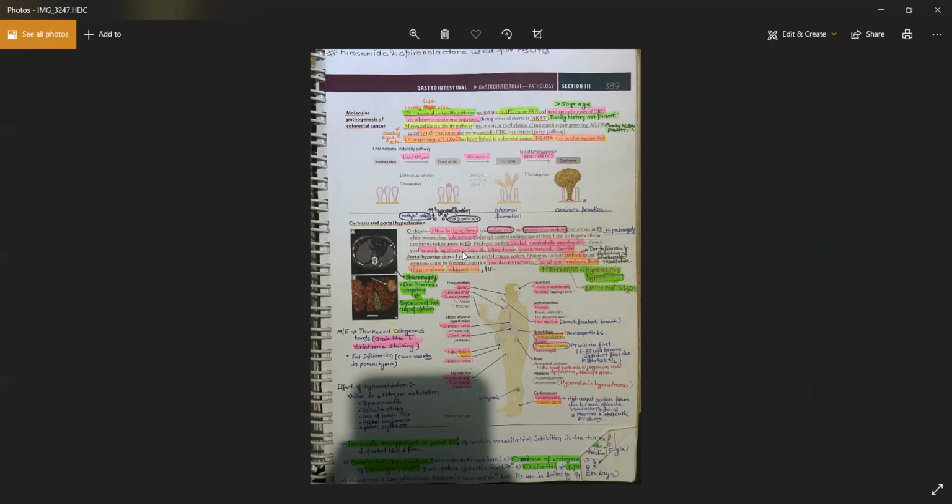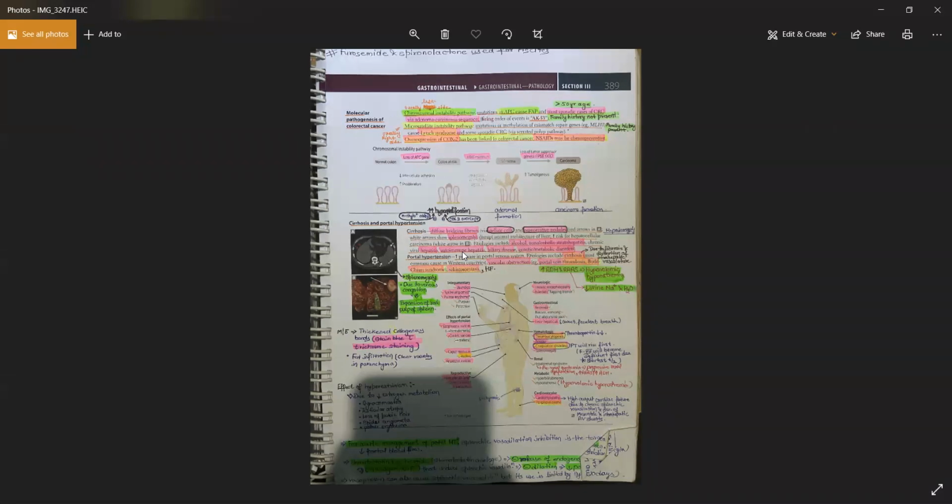Beta blockers. Not beta blockers this time. You need to inhibit the vasodilation of the splanchnic circulation, right? Splanchnic vessels. You need to inhibit their vasodilation, right? But the most important thing that you can do is the TIPS.